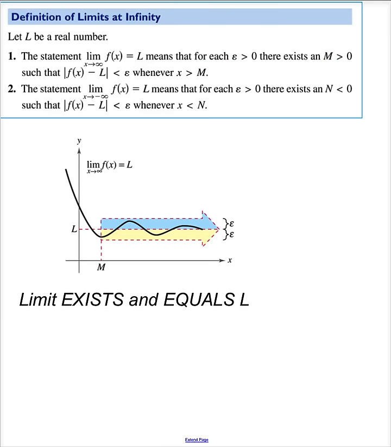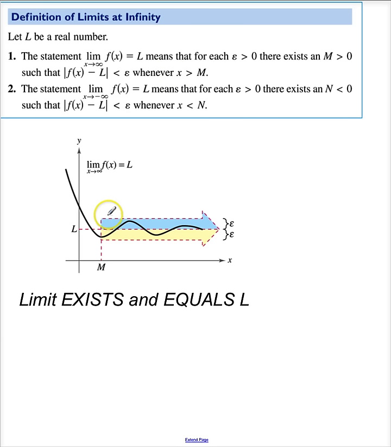Now let's look at the definition of a limit at infinity. Let L be a real number. The statement, the limit as x approaches infinity of f of x equals L, means that for every epsilon greater than 0, there exists an M greater than 0 such that |f of x minus L| is less than epsilon whenever x is greater than M.